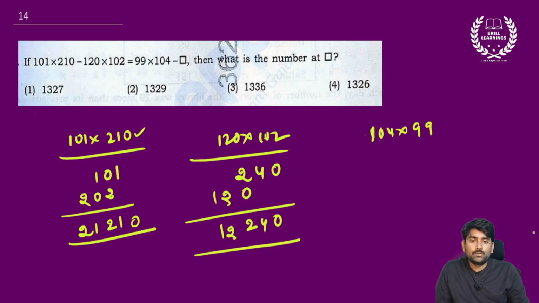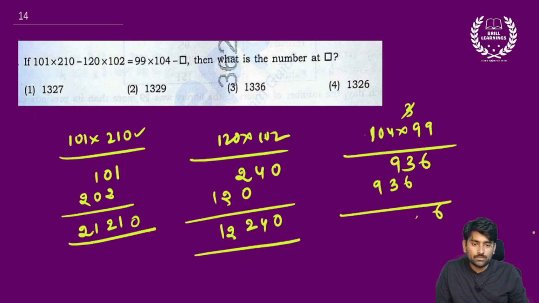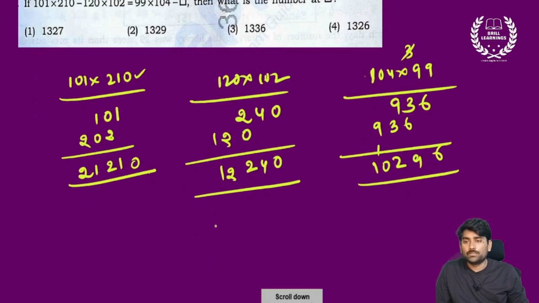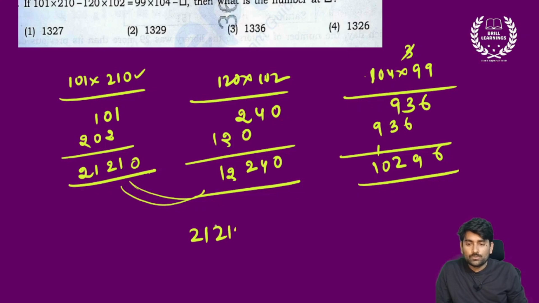And find this value as well. 104 into 90. 4 9s are 36, 9 1s are 9. So 936 again. 9 6 2, 1 0 1 2 1 0 2 9 6. Now substitute all these values in the equation. So first minus these two values. So 21210 minus 12240.